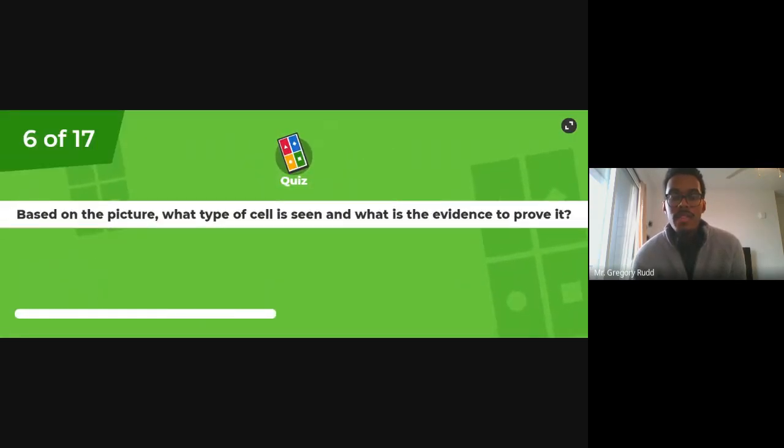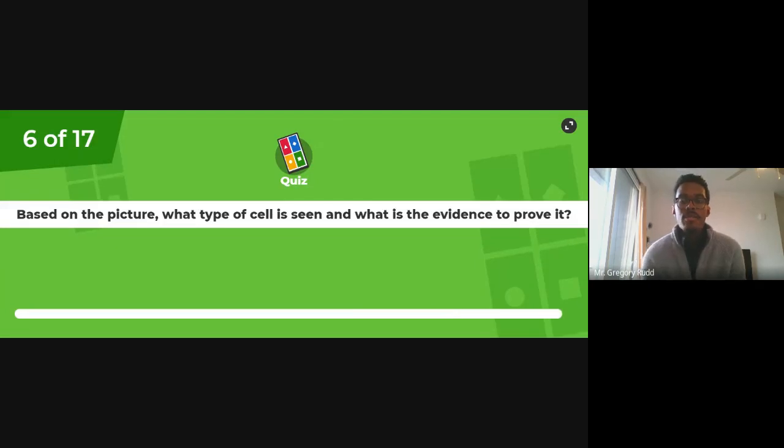Based on the picture, what type of cell is seen and what is the evidence to prove it?